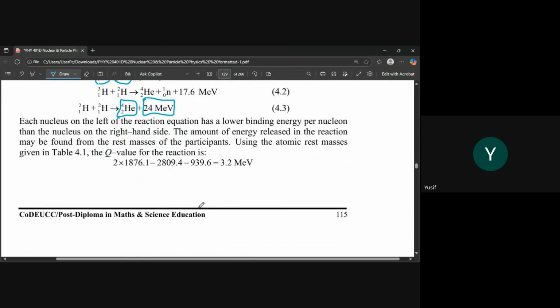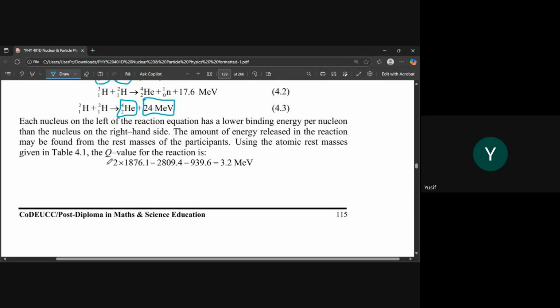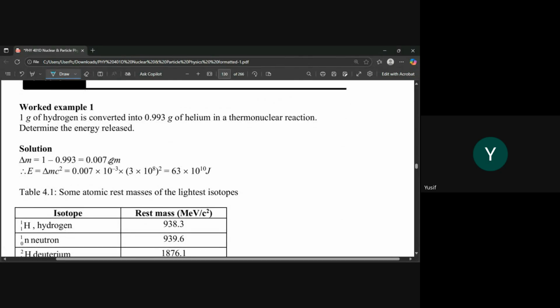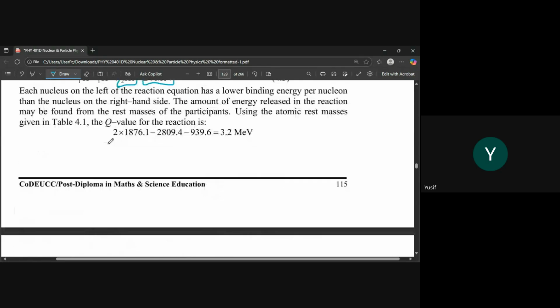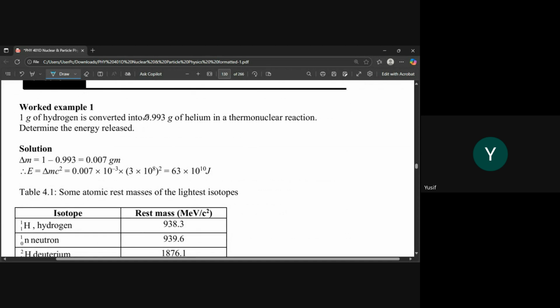Now each nucleus, let me skip this, we are fast behind time. Now let's look at the example we have here. One note, then let's go on. 1 gram of hydrogen is converted to 0.993 grams of helium in a thermonuclear reaction. Determine the energy released. So for the energy released, you just have to find the mass defect.